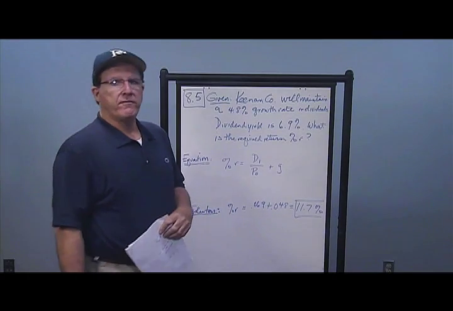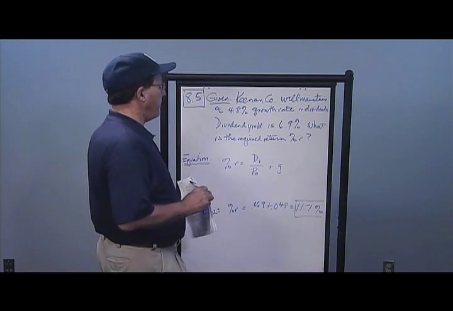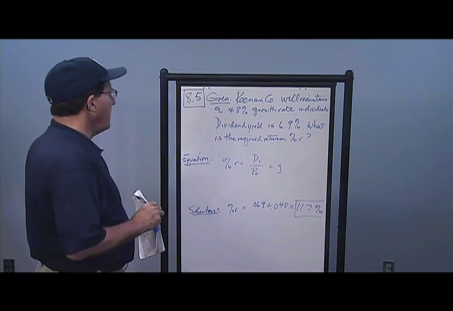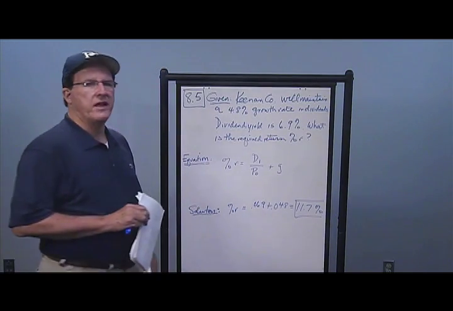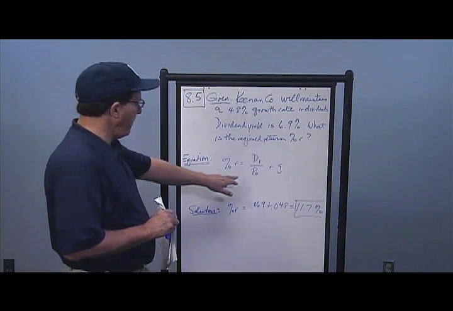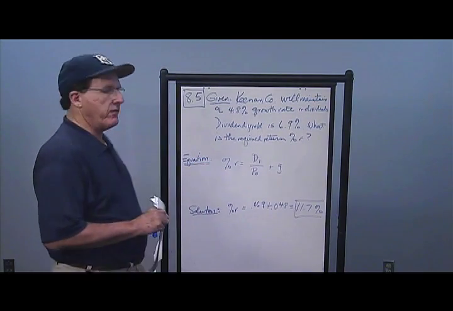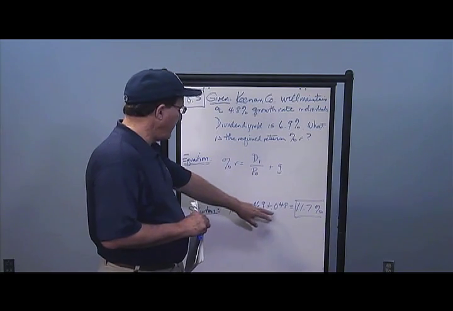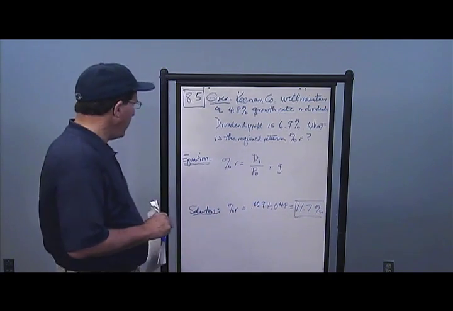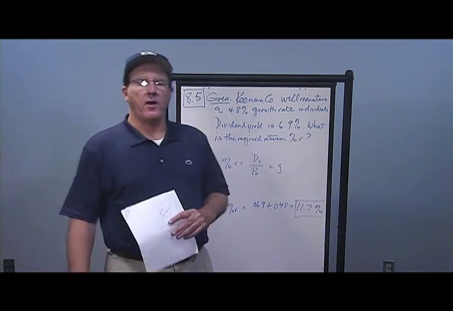In problem 8.5, we have Keene & Company maintaining a 4.8% growth rate in their dividends. Dividend yield is 6.9%. What is required return, percent R? Required return is equal to two components: dividend yield, D1 over P0, plus capital gains yield, G. So a very simple problem. I'm given the dividend yield at 6.9%. I'm given the growth rate of 4.8%. I get a percent required return of 11.7% for problem 8.5.